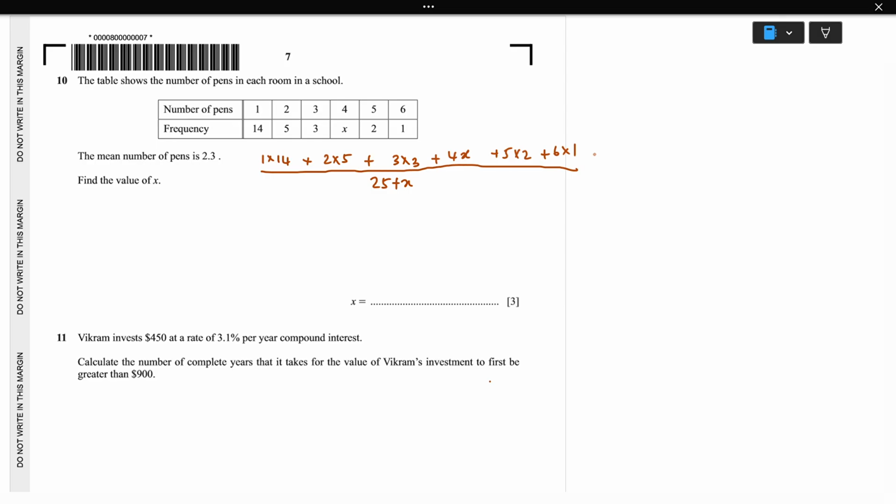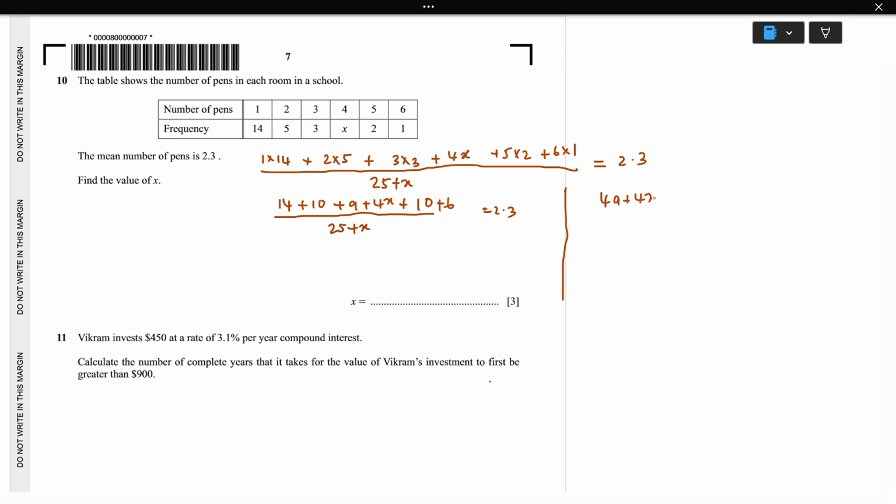Equal to the mean, which is given. The mean is 2.3. Now the numerator, what you'll get: 14 plus 10 plus 9 plus 4x plus 10 plus 6, over 25 plus x, equal to 2.3. The next step, you need to multiply this 25 plus x to the other side. So 14 plus 10 is 24. Use the calculator to add up all the numbers. Left side you will get like 49.